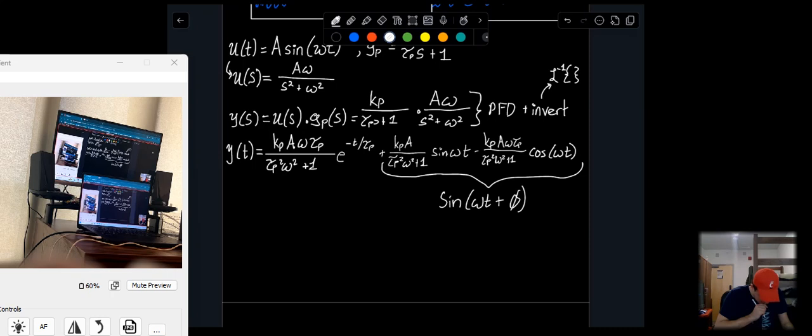And then how would this work? We need a magnitude here, so this will be kp over root tau p squared omega squared plus 1. So that should be that.